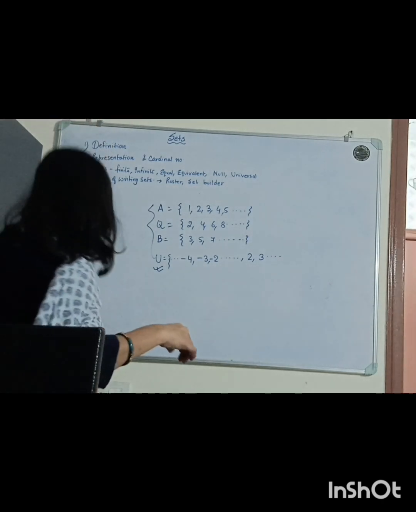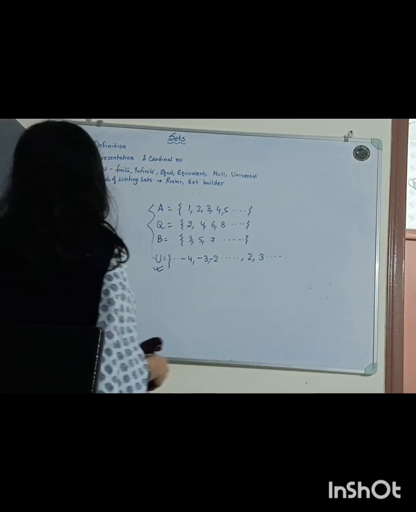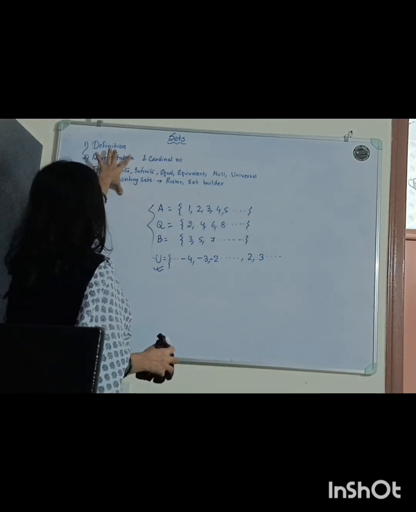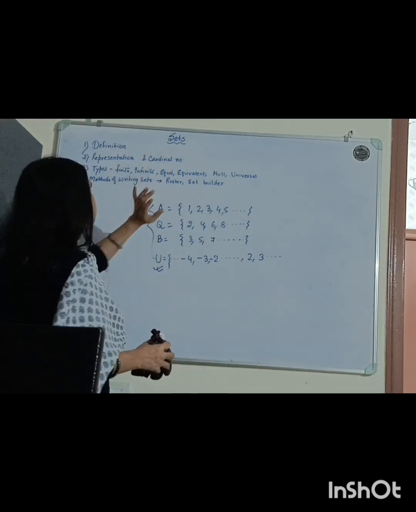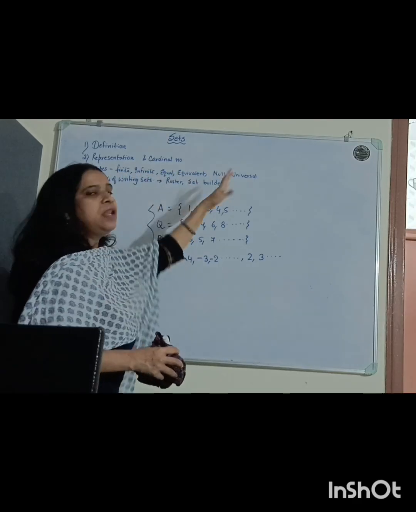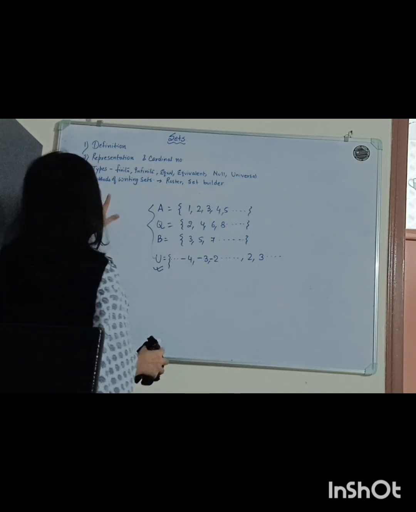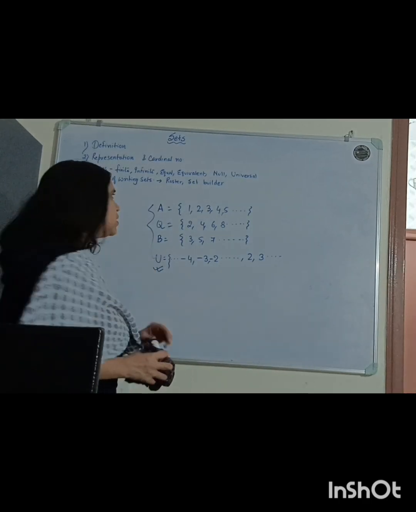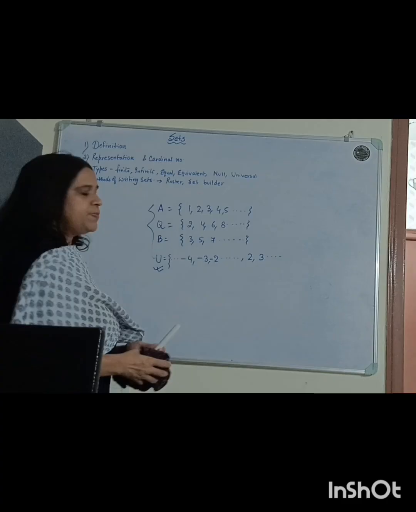Now we will learn methods of writing sets. See what we have learned today: definition of the set, representation and cardinal number, then types: finite set, infinite set, equal, equivalent, null and universal set. We have completed these. Now we are going to study methods of writing sets. We are going to study two methods here, the roster method and the set builder method.